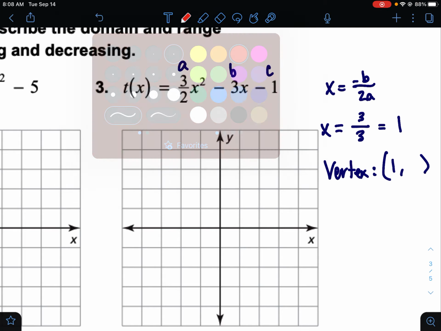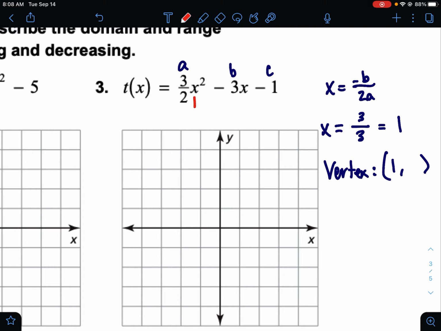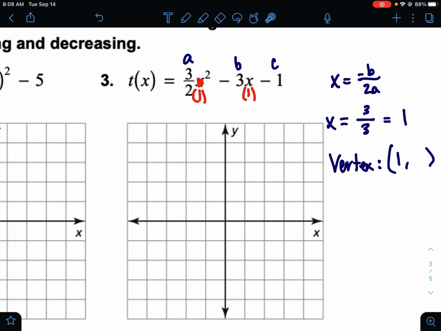So what I'm going to do is I'm going to plug this in. 1 will go right here, and 1 will go right there. Just remember your order of operations here. I do need to square it before I can multiply by the 3 over 2. So 1 squared is 1. 1 times 3 over 2. I'm going to change this to a decimal. 3 over 2 is 1.5.